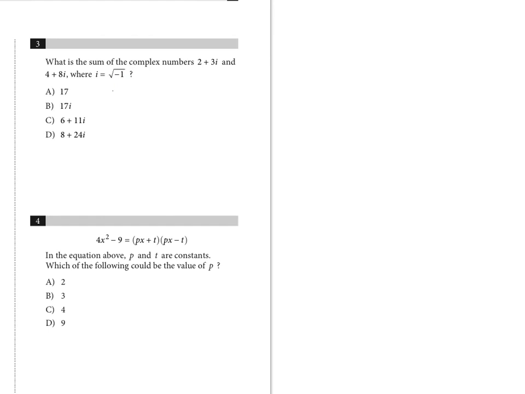So we have 2 plus 3i added to 4 plus 8i. And we add like terms. We add the 2 to the 4, and we get a 6. And if we look, there it is, answer C is correct. We could also go ahead and add the 3i and the 8i, and we get 11i, which confirms our answer is correct.